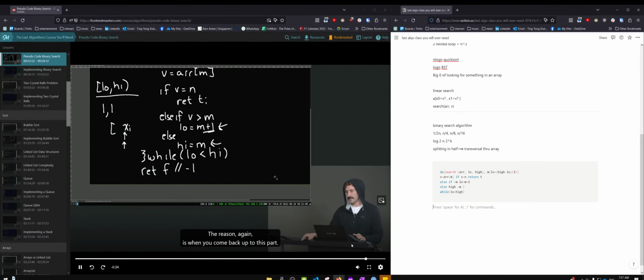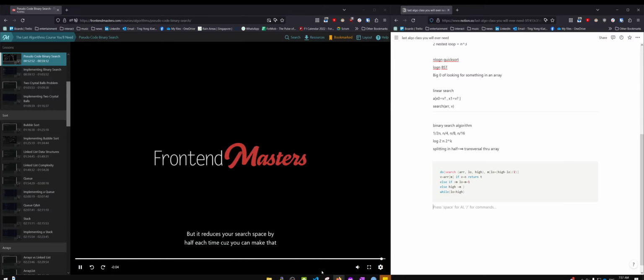The reason, again, is when you come back up to these two conditions, it has to be able to make the assumption that if I am larger than the current element, then the rest of that side of the array, the left-hand side, is all lower than me. I know that for a fact. Everything over here could be larger or lower than me. I don't know that yet. But it reduces your search space by half each time, because you can make that single value statement.